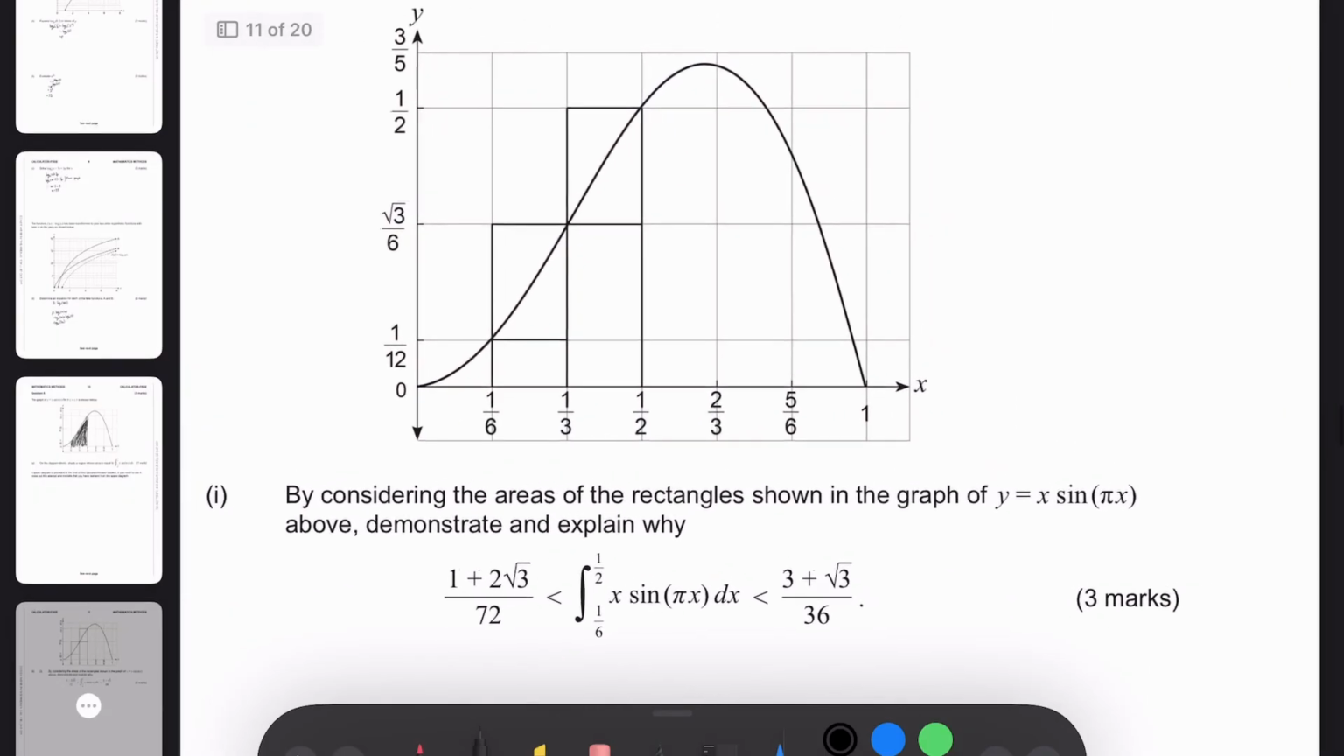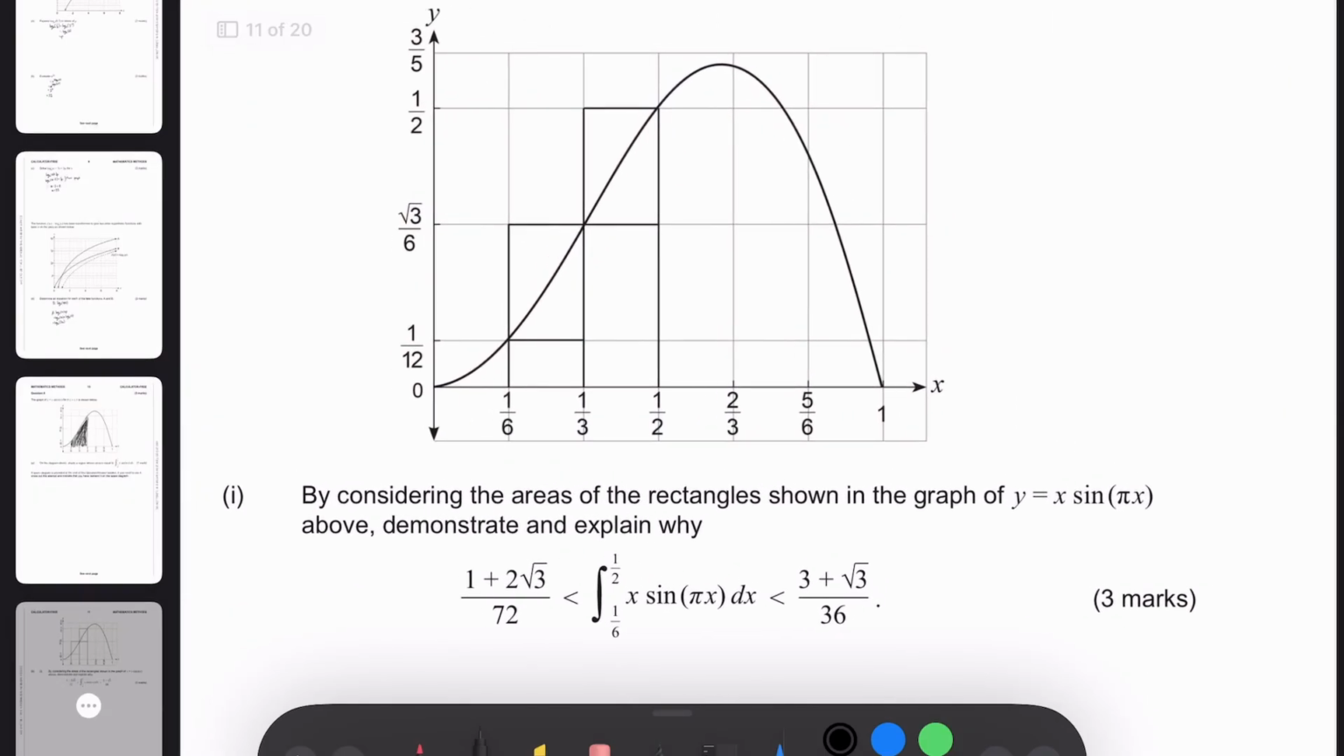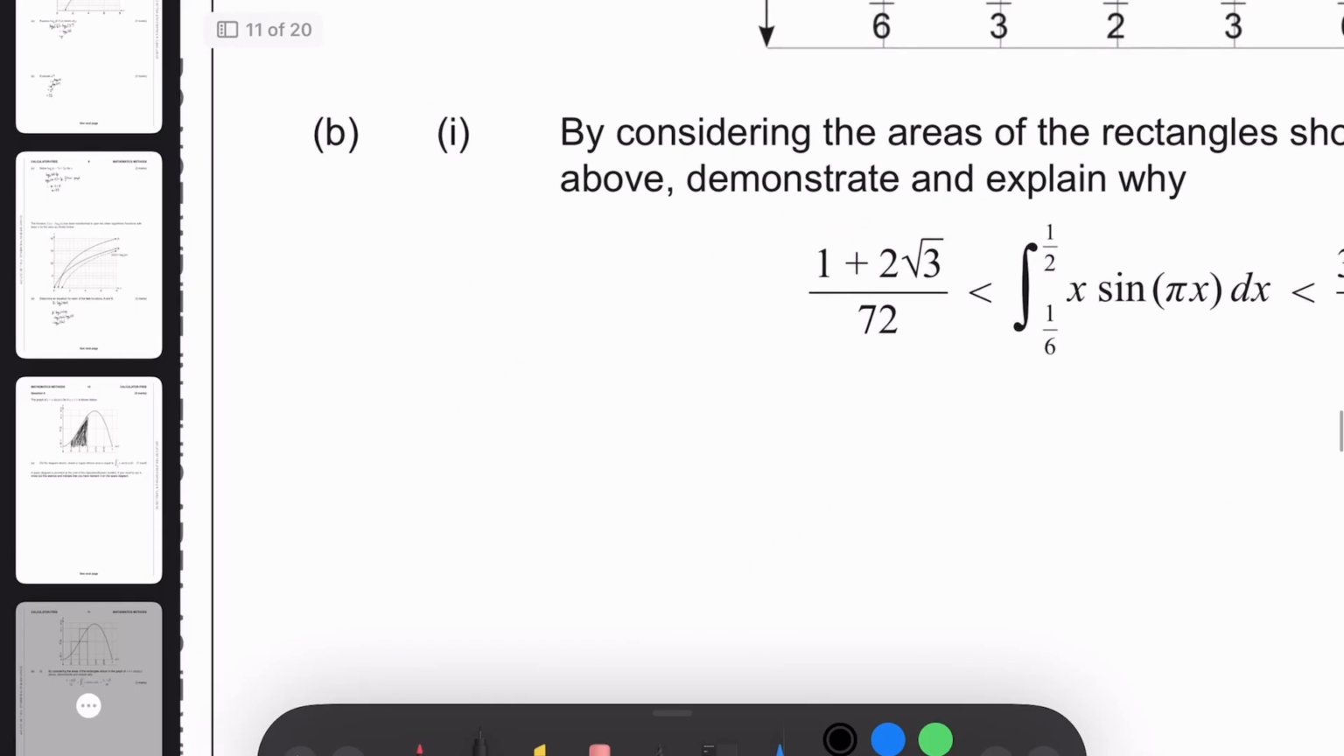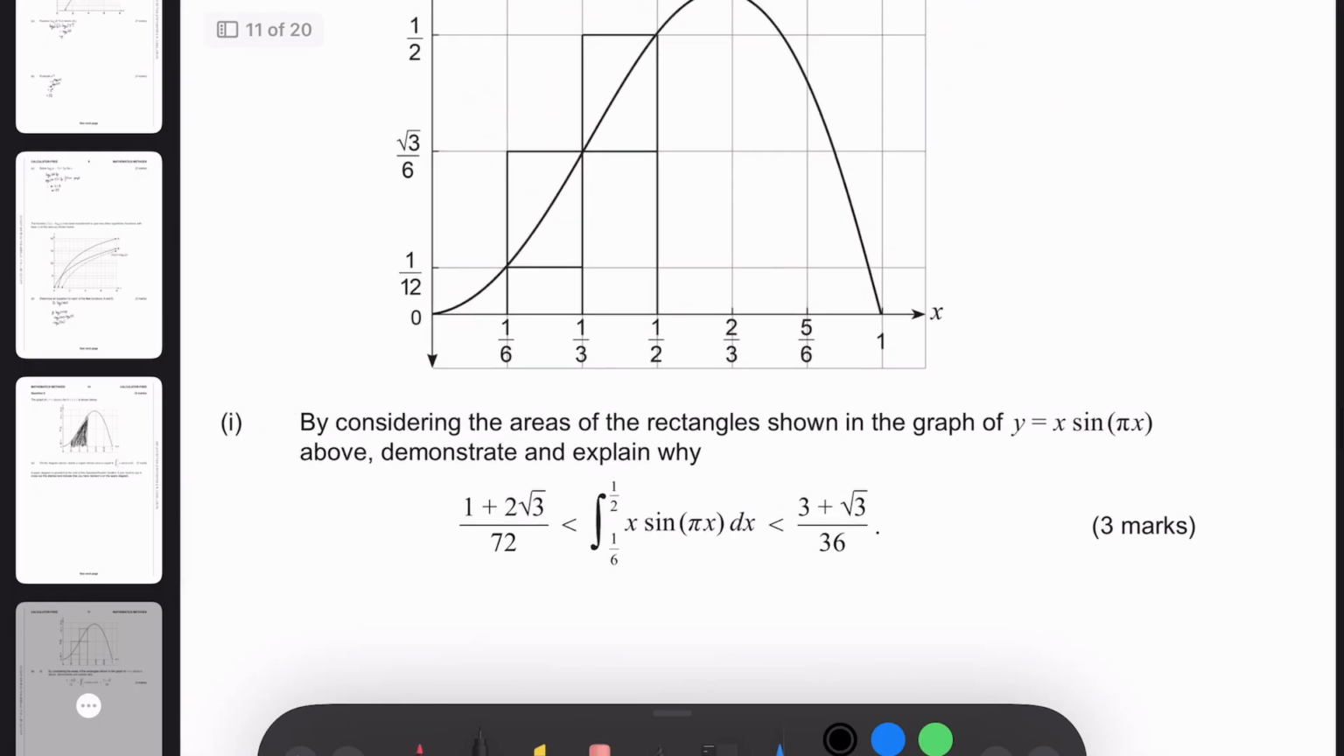By considering the areas of the rectangles shown in the graph above, demonstrate and explain why the inequality holds. Okay, so let's say for the lower bound, this is a type of question that comes up quite often, so it's good to practice this. Pretty much what we want to do is show that the lower bound, which is the sum of these rectangles here, must be less than the area of this, and then we show the same thing for the upper bound and we combine them together.